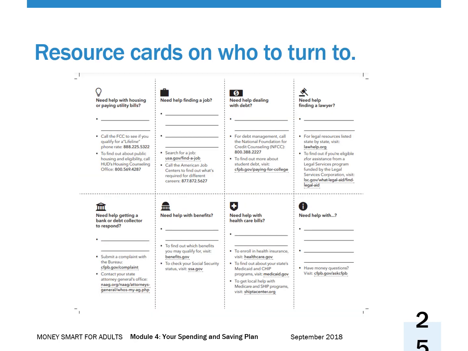And of course, here are the actual resource cards. They cover a number of areas. For instance, need help with housing or paying utility bills, it gives you a couple of contacts there and leaves space for your own local resources you could add in. Help finding a job, dealing with debt, a lawyer, needing help with healthcare bills, need help with benefits, need help getting a bank or collector to respond. And of course, again, you can add your own individual resources on there.